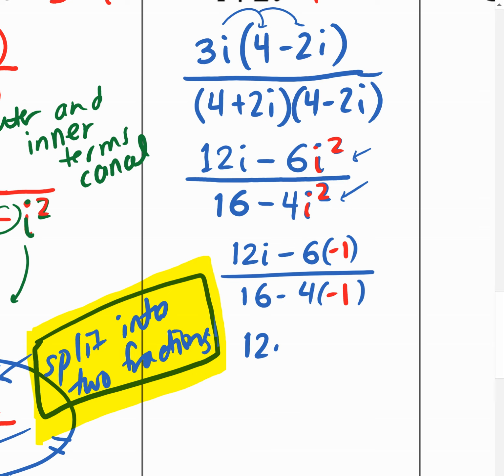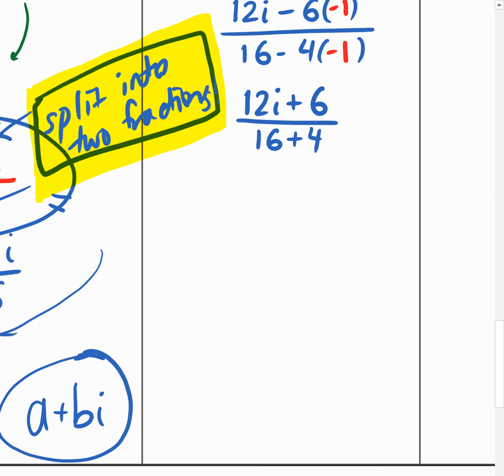In the numerator now it's 12i minus 6 times negative 1 is plus 6. In the denominator we have 16 minus 4 times negative 1 is positive 4. So we're getting there. This is looking closer to the last problem. So we have 12i plus 6 over 16 plus 4 is 20. There we go. And this is a stage where I want to reduce really bad, but I got to remember this rule here. Don't try to reduce until you split it into two fractions. So it's going to end up being the 12i over the 20, that's going to be the first fraction, and then the 6 over the 20, that's the second fraction.